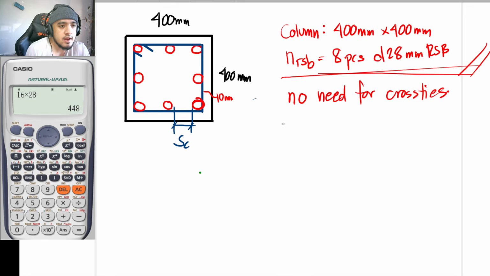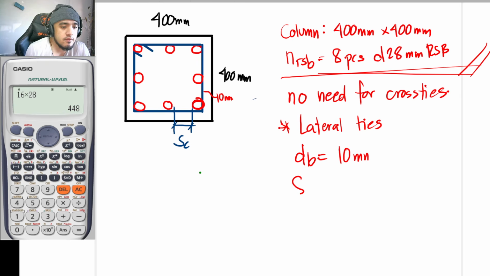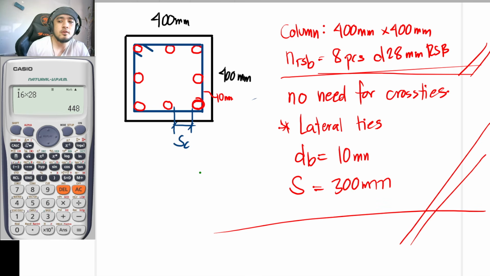And for your lateral ties, the DB, by the way, we'll just write it this way, lateral ties, DB is equal to 10 mm. We have chosen 10 mm a while ago. And the spacing for your lateral ties is equal to 300 mm. So these are our answers for the design problem of our short column, which is concentrically loaded. So there.